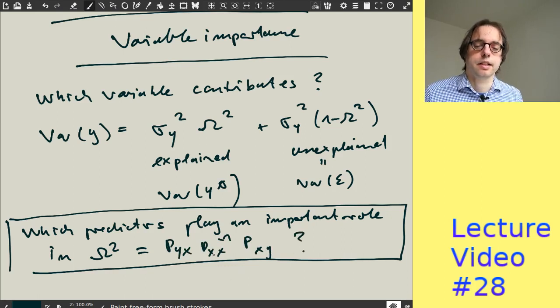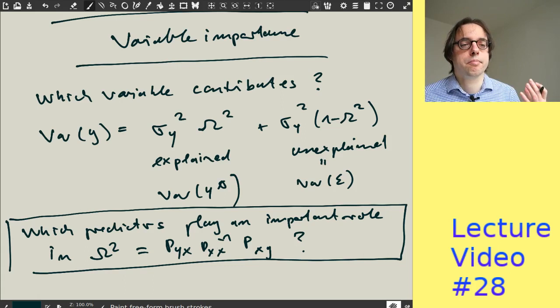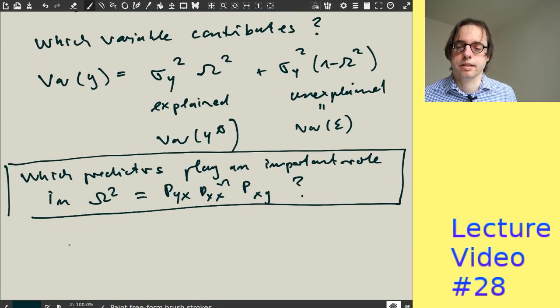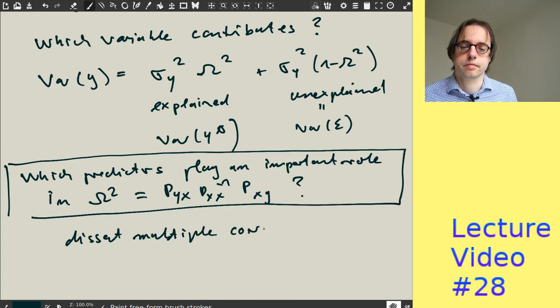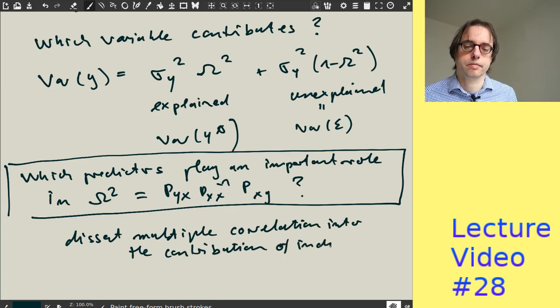And basically what we're trying to measure is a compound measure of the correlation between all the x and y, and we would like to dissect the multiple correlation into the contributions of individual elements.